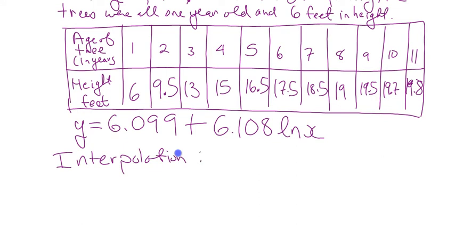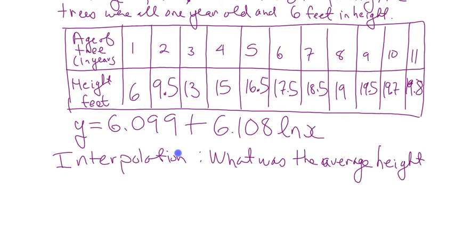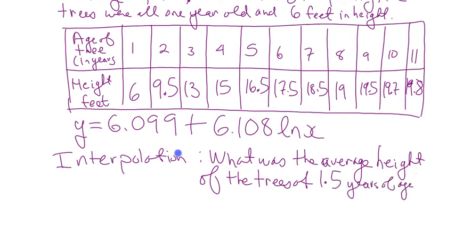What was the average? Now remember, these are all averages we're looking at. They measure all the trees and average them together to get that 9.5, the 13, etc. What was the average height of the trees at 1.5 years of age? Okay, so what do we do to get that?